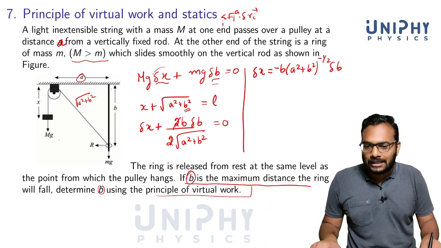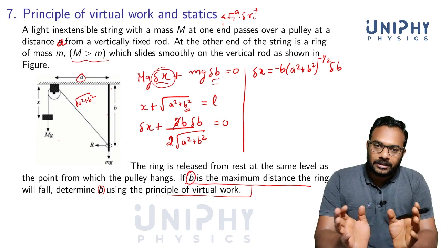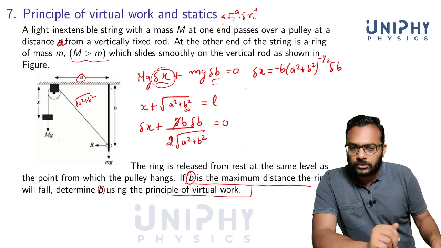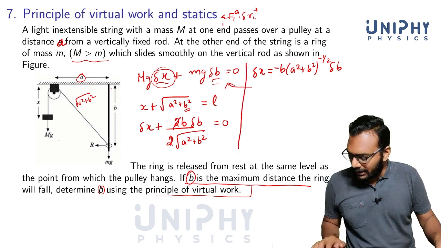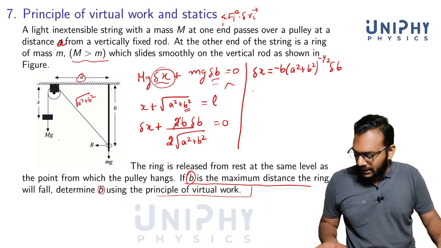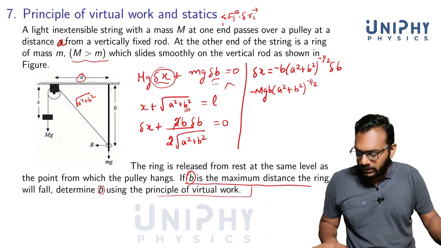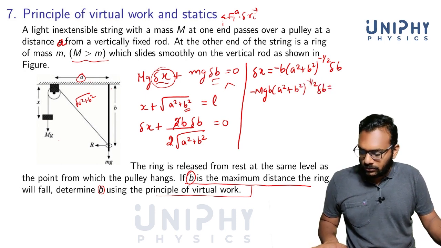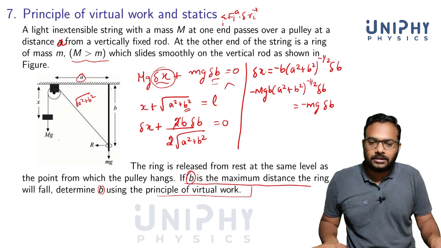Now you substitute delta x in terms of delta b. Then we can pull out delta b and equate whatever is inside to 0. That's what we are going to do, right? We have got delta x here. Just substitute this delta x in this and rearrange, and you will get the equation: mg b (a square plus b square) whole raised to minus 1 by 2 delta b is equal to minus mg delta b. That's all, just directly substitute.